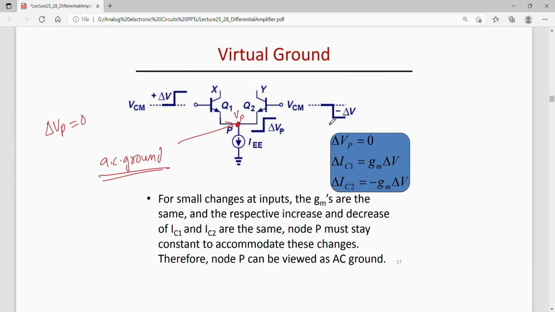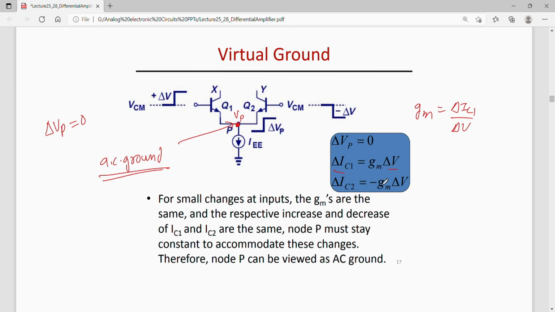Now the GM of the transistors can also be calculated. Since both are identical, GM should be the same. So GM, based on the changes in the collector current and changes in the input voltage, can be calculated. GM can be written as delta IC1 by delta V.